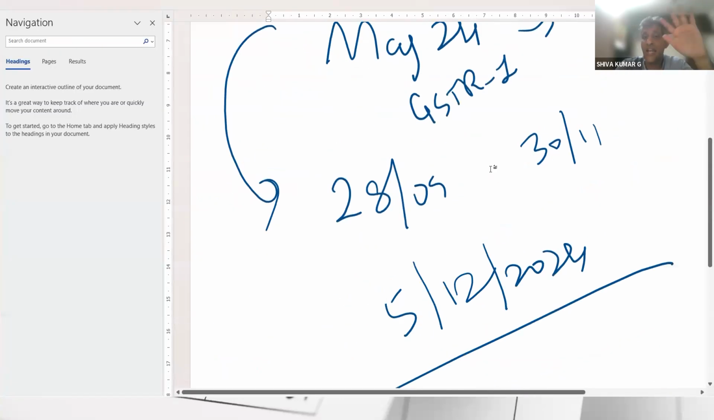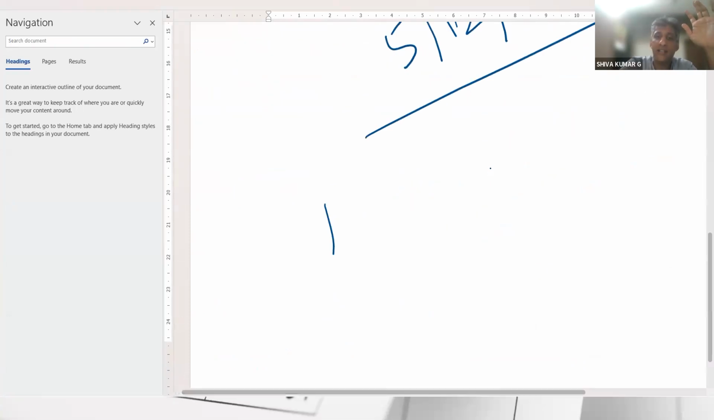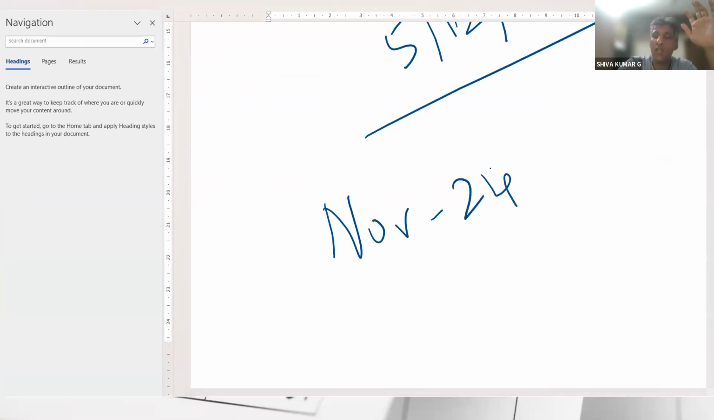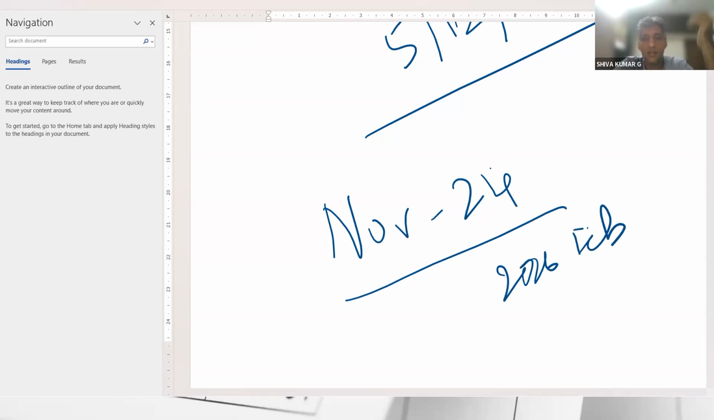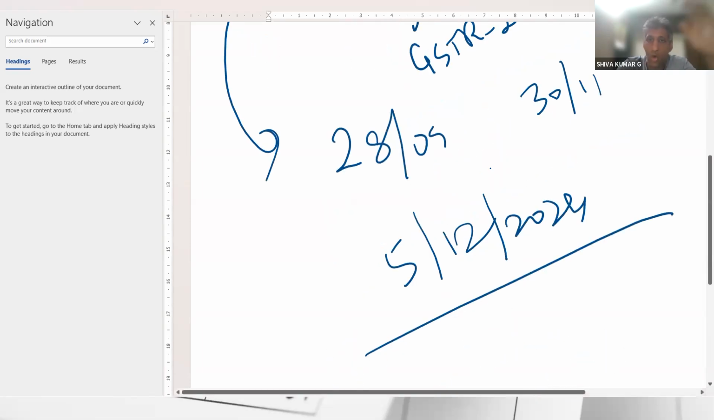time. Which means the second argument is, as long as it is in the November 24 return, whenever I file, let's say I'm filing this November 24 return, for the sake of argument, in February 2026, I can still take the benefit. That is one way of arguing. The other way of arguing, from the department's perspective, is no.